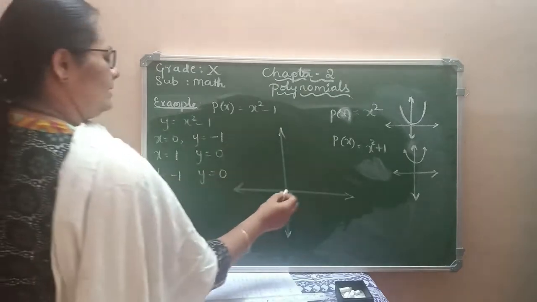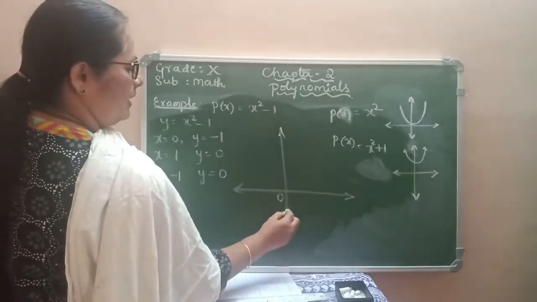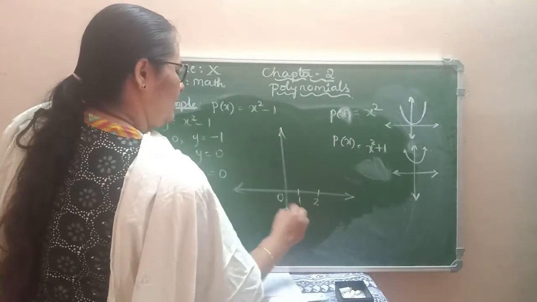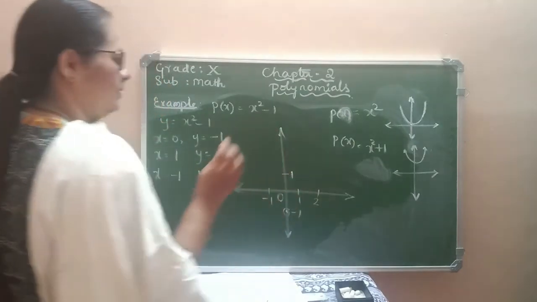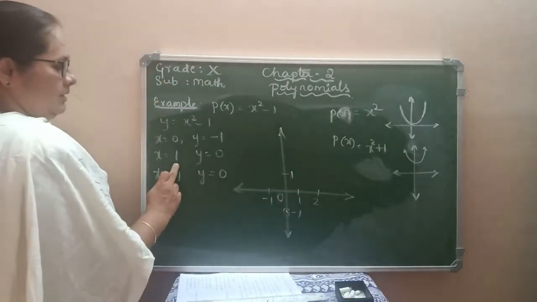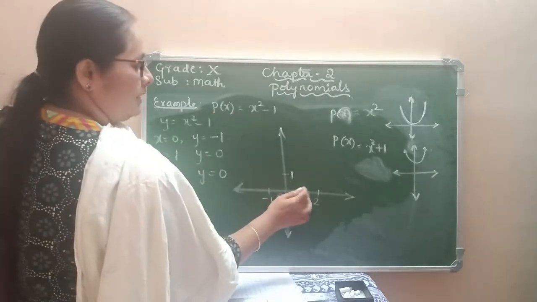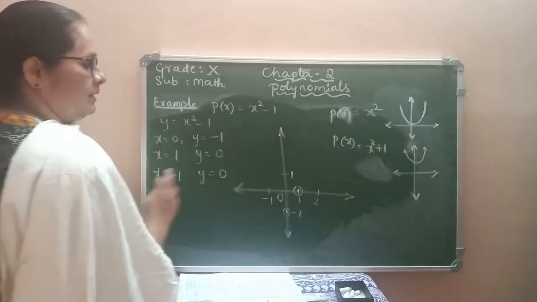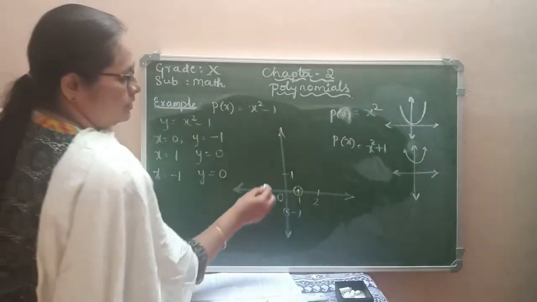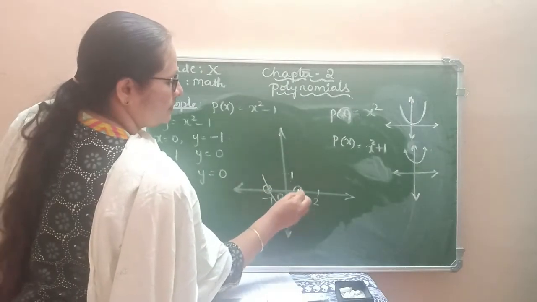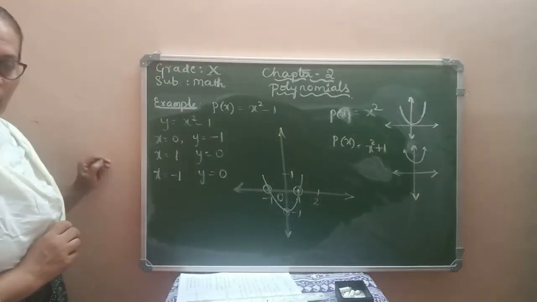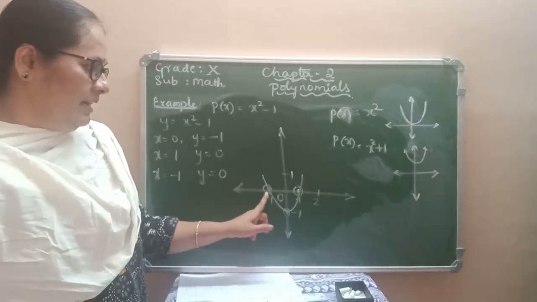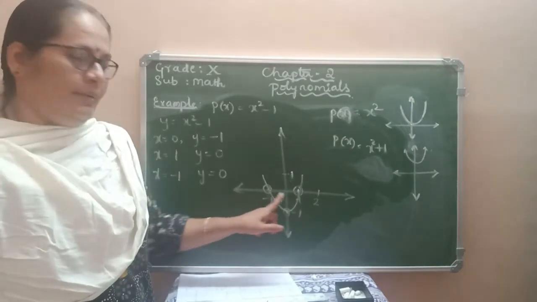Now plot these points. See here, when x is 0, y is minus 1 here. So 1, this is minus 1. Okay. Then when x is 1, y is 0. When x is minus 1, then y is 0. Now join these points. See here. So in this graph, the curve intersects the x-axis at two different points.